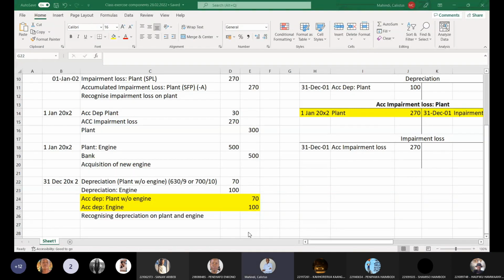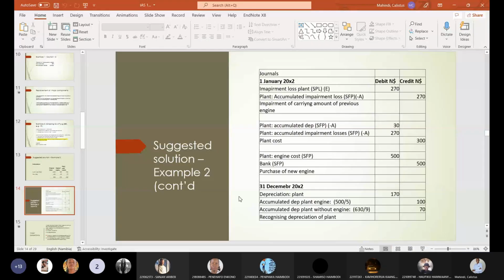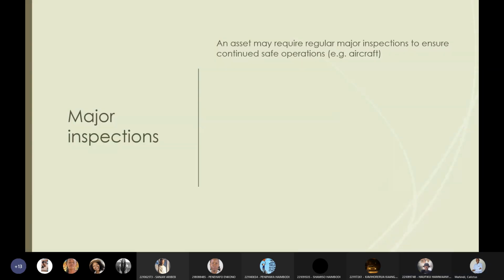So let us continue with what I want to cover today. All right. So again, I go to the slides, and I've just shown you the journal, the same journals that we did in Excel are presented in the PowerPoint slide. Okay. So that was it with regard to major components.